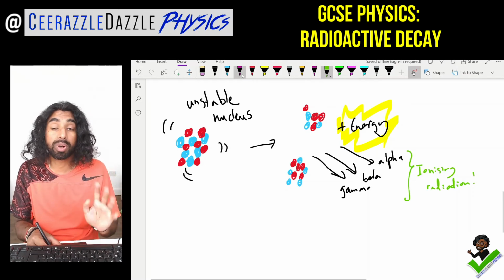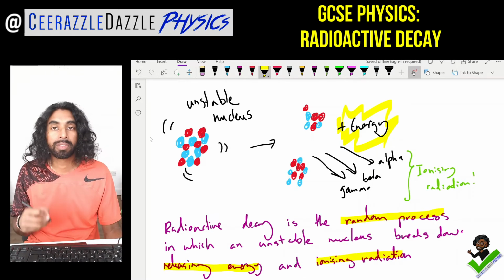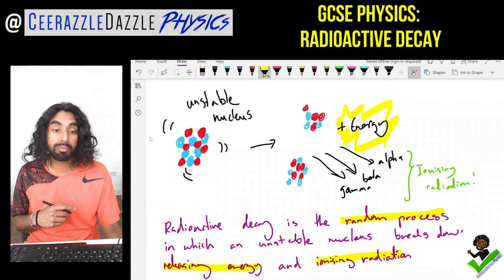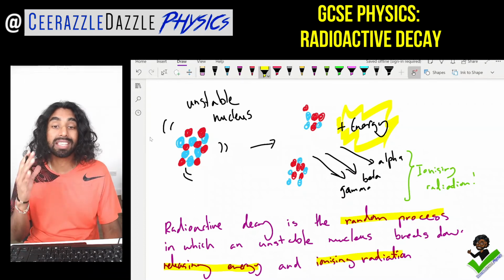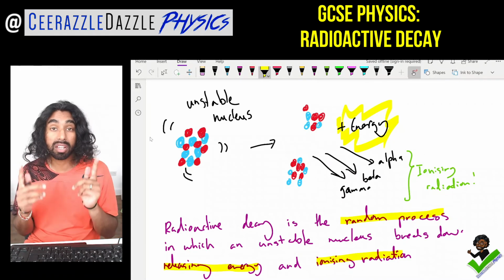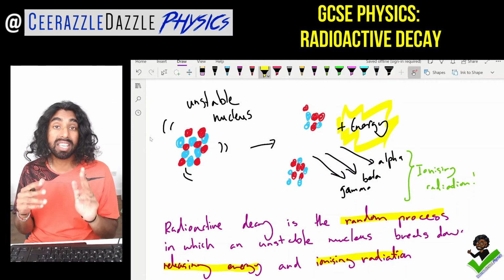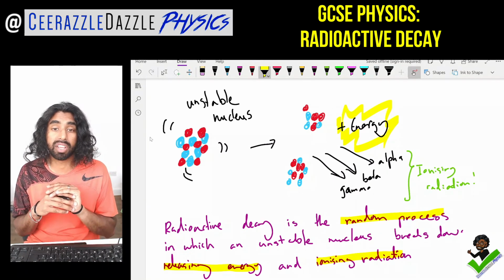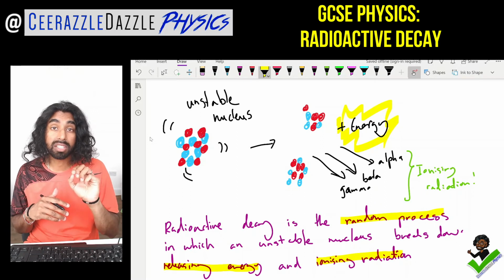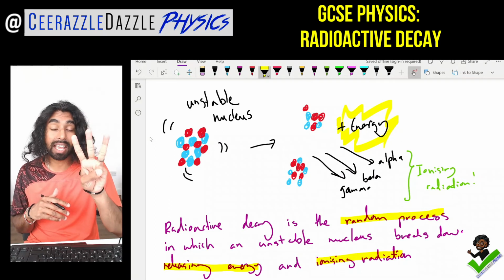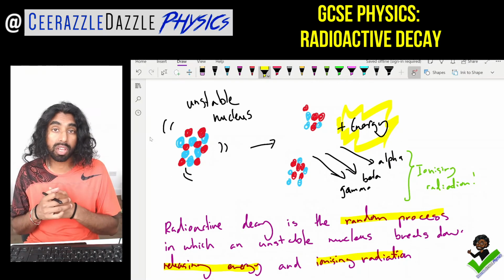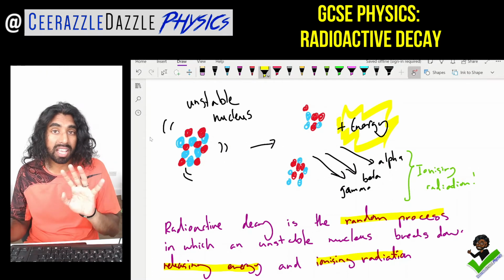Right, so let's quickly summarize what radioactive decay actually is. At the bottom, guys, you'll see I've put it down formally. Radioactive decay is the random process in which an unstable nucleus breaks down, releasing energy and ionizing radiation. The three types of ionizing radiation are alpha, beta, and gamma. In the next couple of videos, I'll be going over them in detail, but for now, make sure you understand how it occurs.